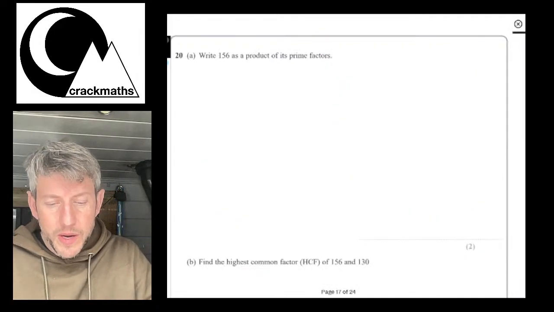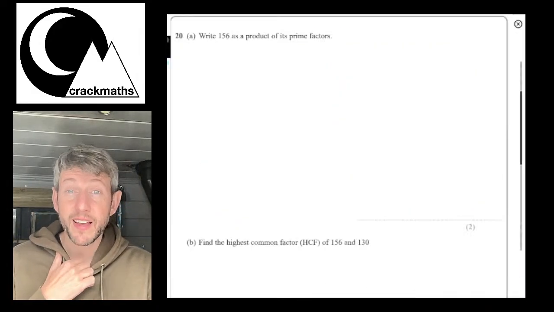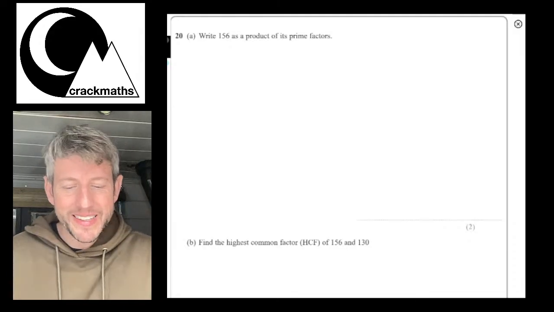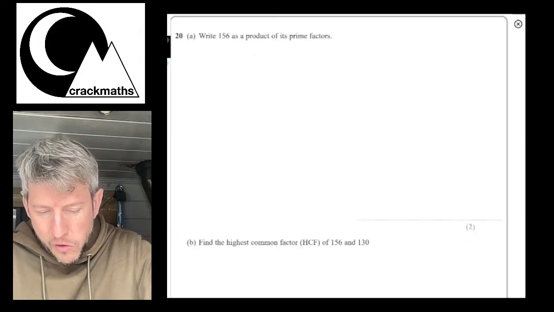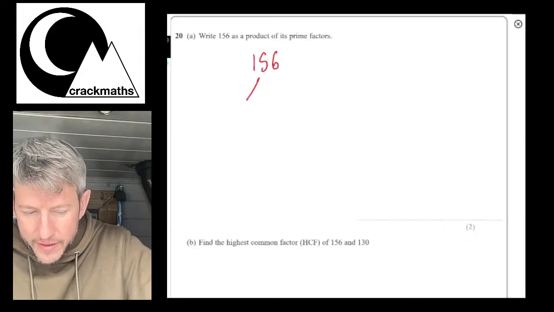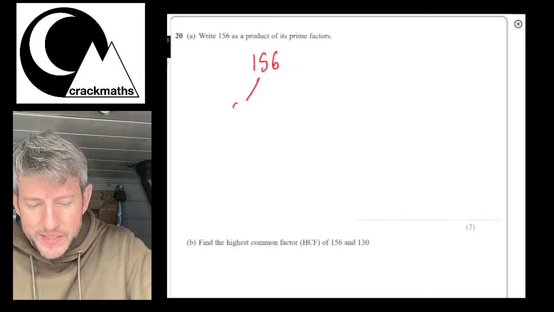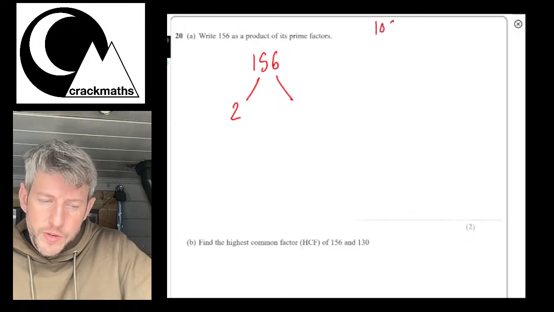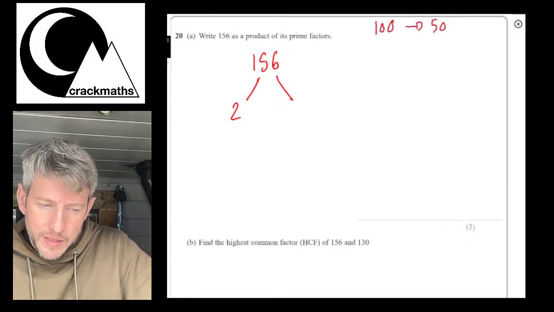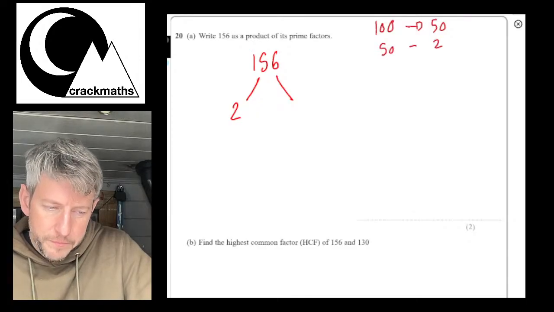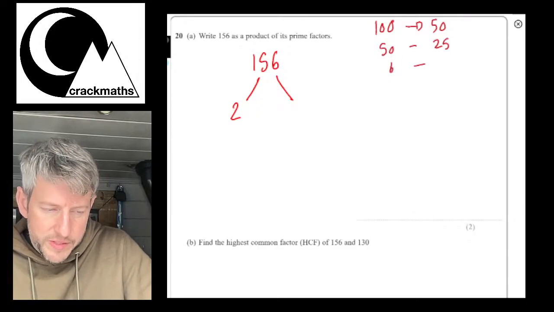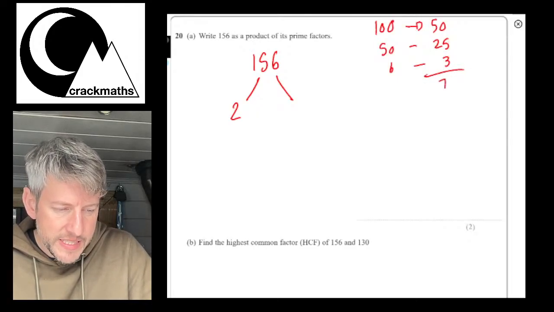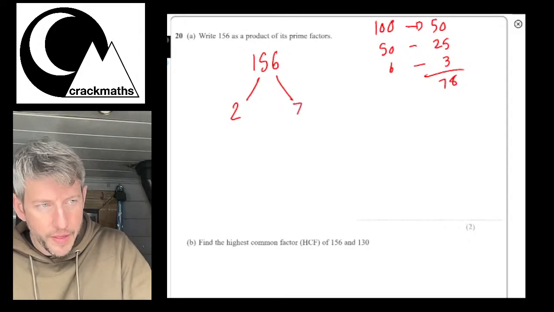Okay, question 20. Write 156 as a product of its prime factors. Okay, so this is going to be a test in your ability to halve numbers. So if I've got here 156, I can see it's an even number, so this is going to be divided by 2. Now 156 divided by 2, well 100 will give us 50, 50 will give us 25, and 6 will give us 3. So 156 divided by 2 makes 78. Okay, so here we go, I'll put that there.